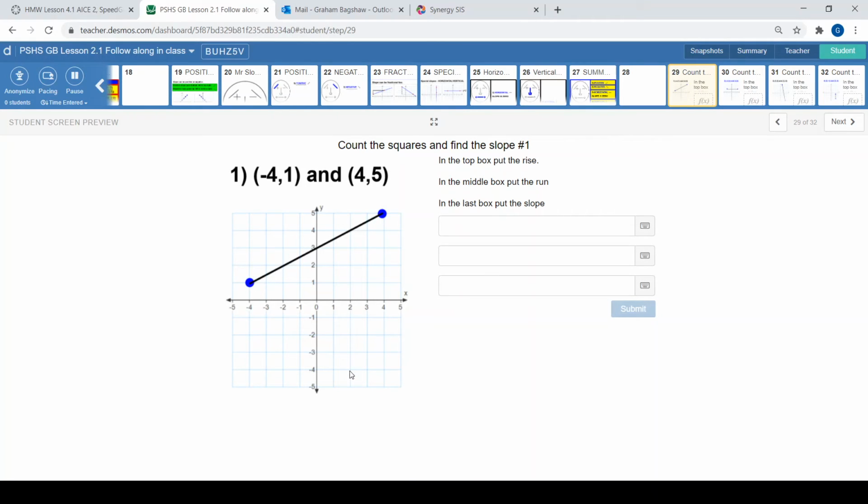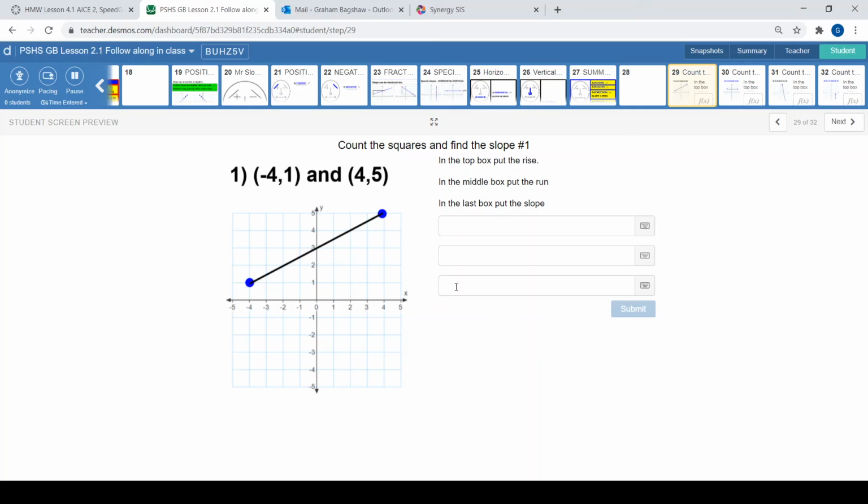Now, just to practice that idea of counting slope, because I've only done demonstrations so far, there's a picture with some dots here. So what we're going to do is we're just going to count the squares. So I go up 1, 2, 3, 4. In the top box it says put the rise, so here you would put 4. Counting from here, 1, 2, 3, 4, 5, 6, 7, 8. In the middle box put the run, so I went 8 squares to the right. And in the last box, put the slope, so 4 divided by 8.